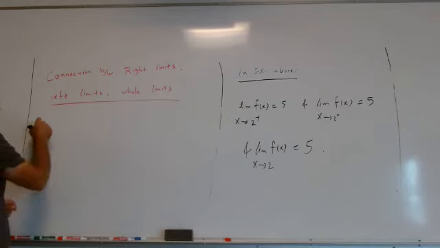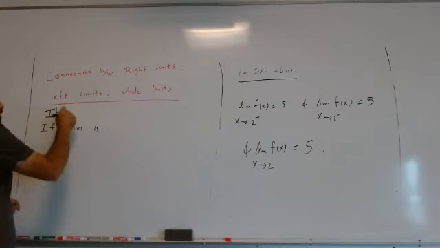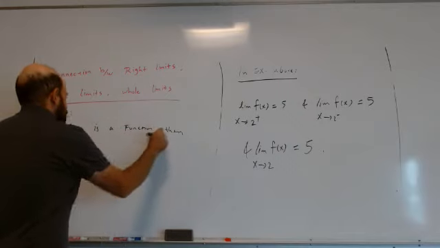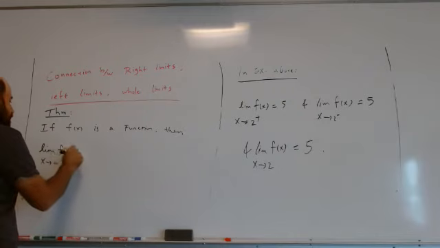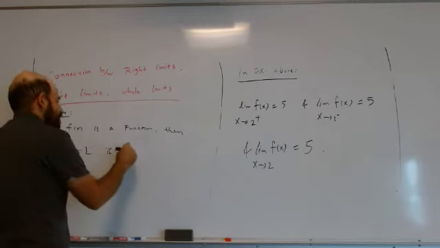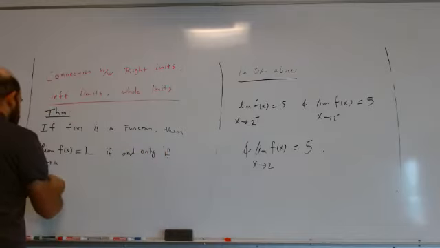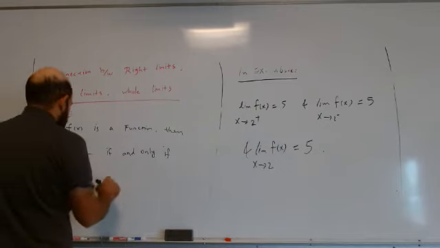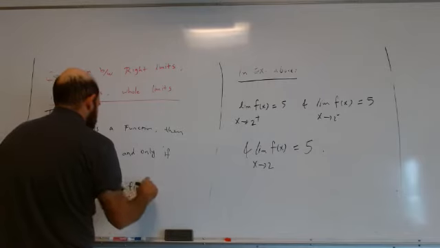Okay, so if f of x is a function, so this one we can write it as a theorem. If f of x is a function, then limit f of x as x approaches a is equal to L if and only if limit f of x as x approaches a from the right is equal to L, and limit f of x as x approaches a from the left is also L.